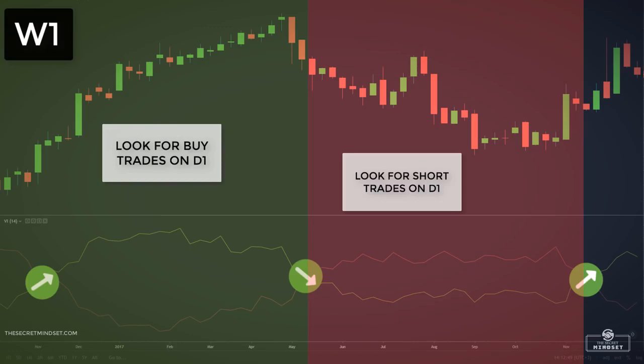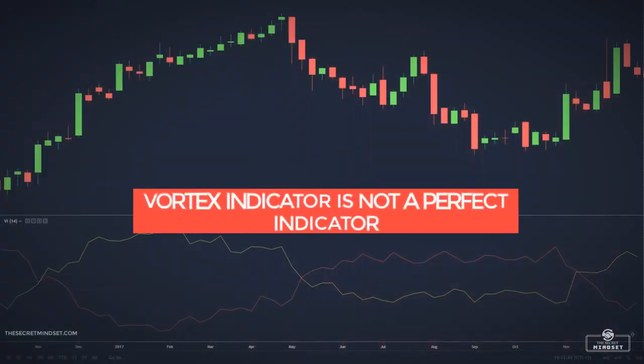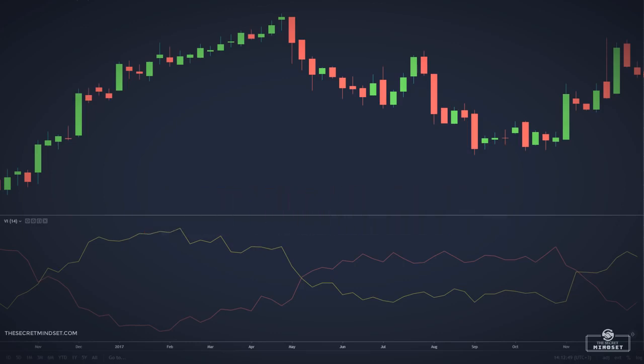Also, you can use other indicators or price action in combination with a Vortex indicator to confirm the existence of a trend. The Vortex indicator is far from being a perfect indicator, and it has its strengths and weaknesses, but when used correctly, it could be a very valuable addition to your trading toolbox.